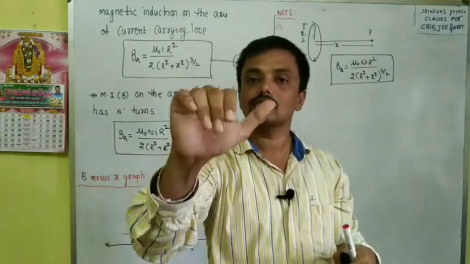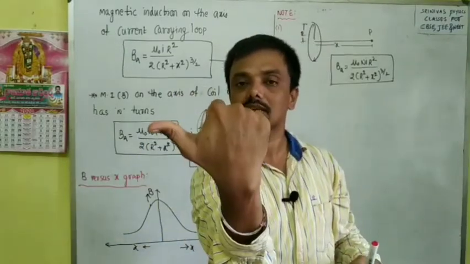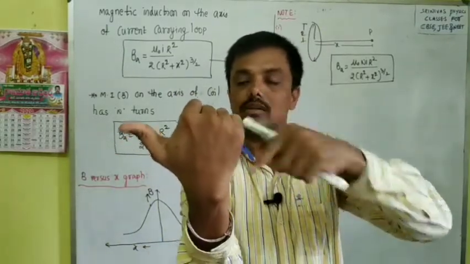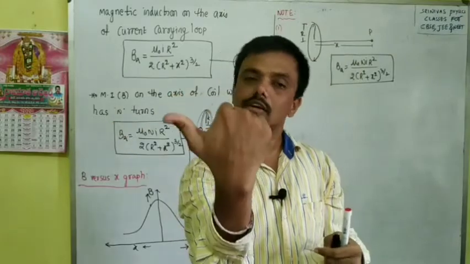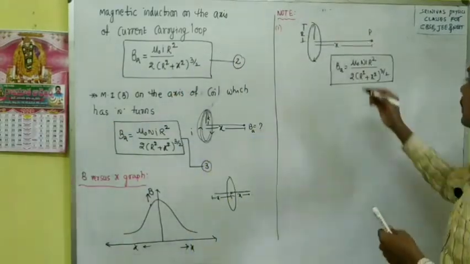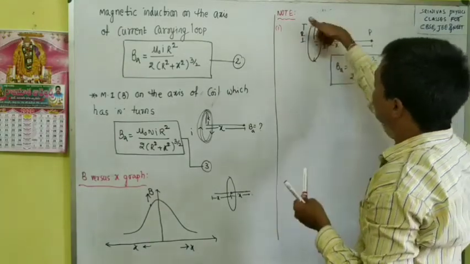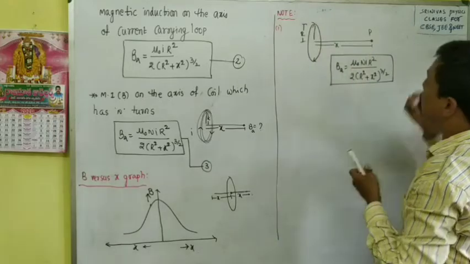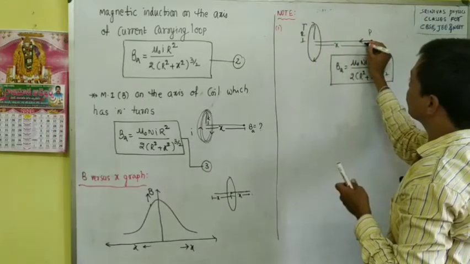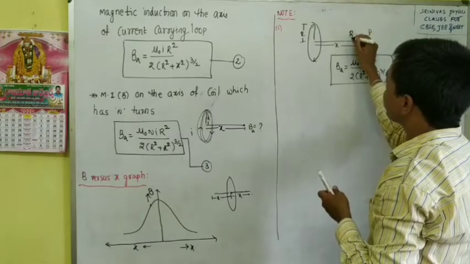If the current goes like this, curved fingers indicate the current, field is left side. If the current is like this, then the field is right side. Like this, the field direction changes based on the direction of the current. Here, if it is like this, then we have to write the field as left side. Field on the axis will be left side.